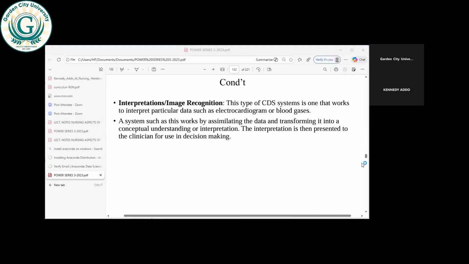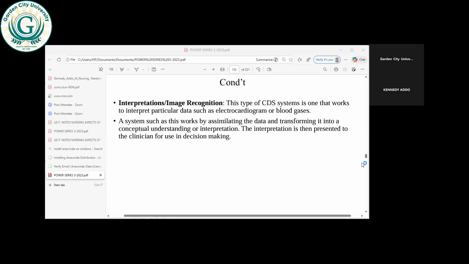So let's make progress from here. In examination, I can ask you a question, and based on the question, you should be able to decide whether the option exemplifies the statement. The option could be interpretations or image recognition. But one thing that is also very important is we have something called picture archiving and communication systems, PACS. They are also a very important part of electronic health records or decision support systems.